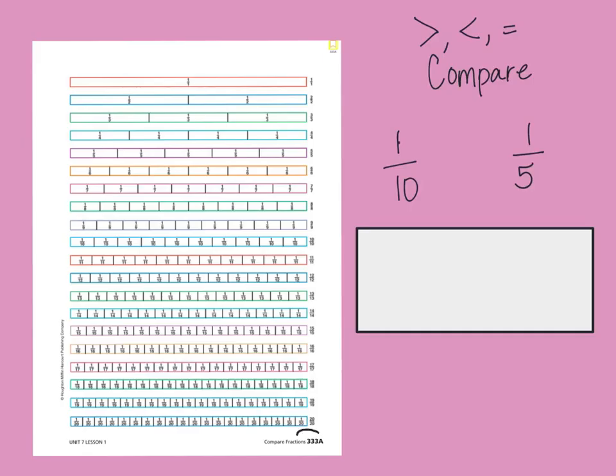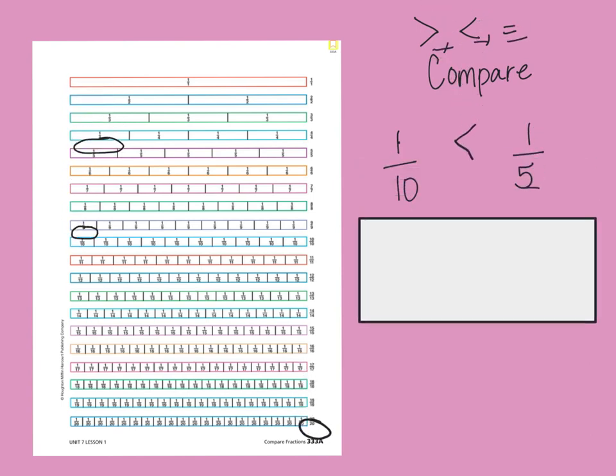To start today's lesson, I want you to open your workbook to page 333A. And on that page, you're going to see a bunch of fraction bars. And we're going to use the symbols greater than, less than, or equal to compare the fraction 1/10 and 1/5. So on your fraction strips, I want you to circle 1/10. And then I want you to circle 1/5. Which fraction is greater or larger? If you said 1/5, you're correct. 1/10 is less than 1/5.